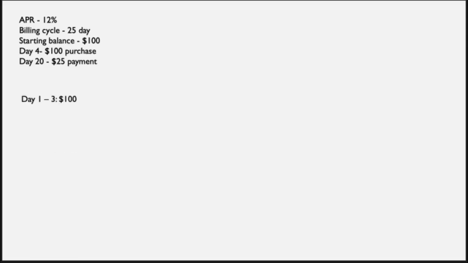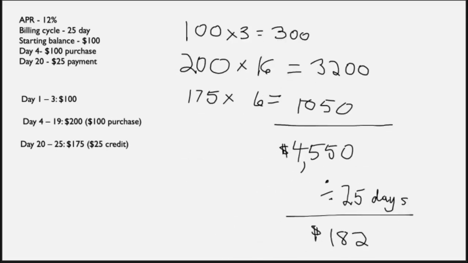Remember that purchases are going to add to the amount that you owe to the credit card company. But when you make a payment, it decreases what you owe to the credit card company. So we already went over this, but days 1 through 3 had a $100 balance. Day 4 through 19 had $200. Day 20 through 25 had a $175 balance.